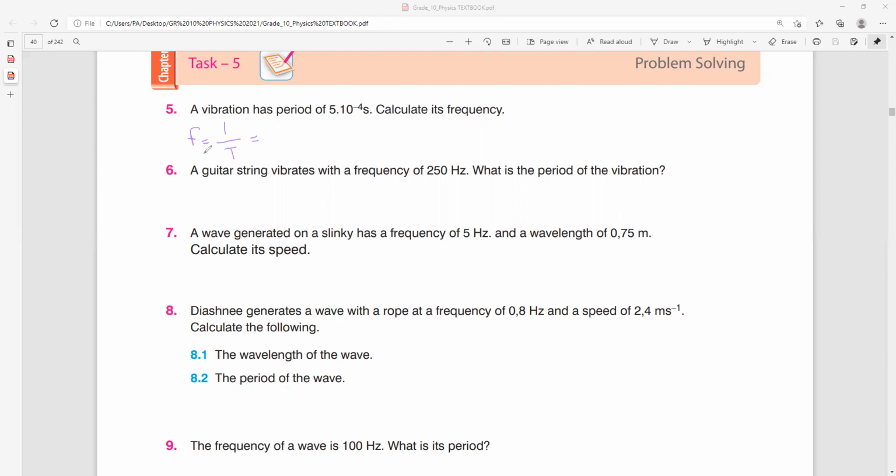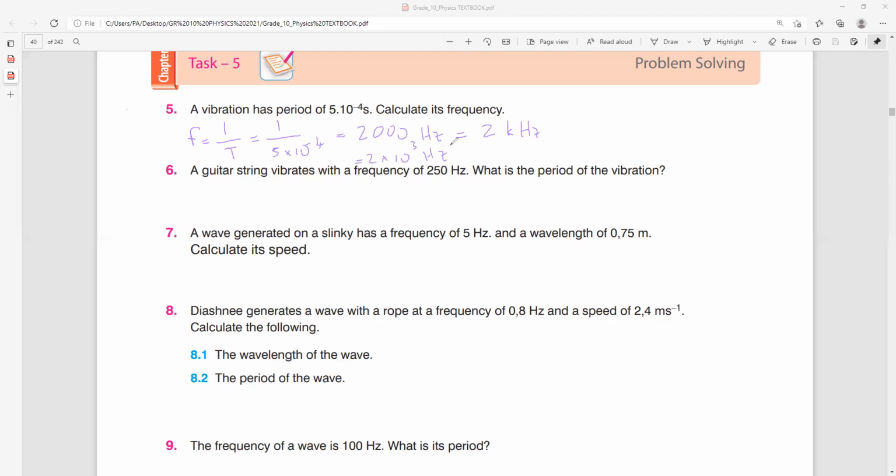The formula you can have from the formula box. You will have this one during the test. F equals 1 over T, 2000 Hz. Yes, now your answer is correct. Thank you, people. So we can write 1 over 5 times 10 to the power of negative 4. When you calculate it, you are getting 2000 Hz, or you can write 2 kHz, or another option, you can write 2 times 10 to the power of 3 Hz. Any of these you can write.